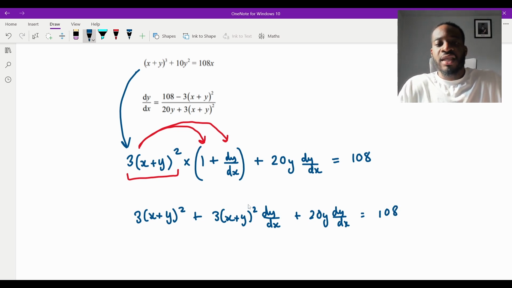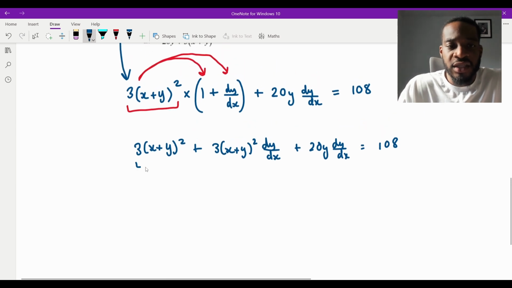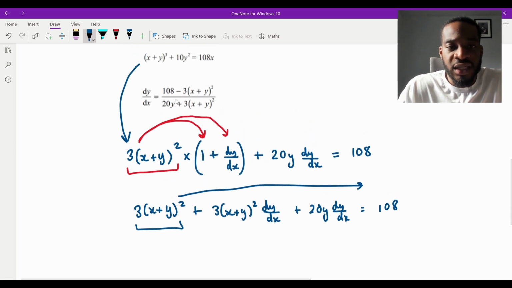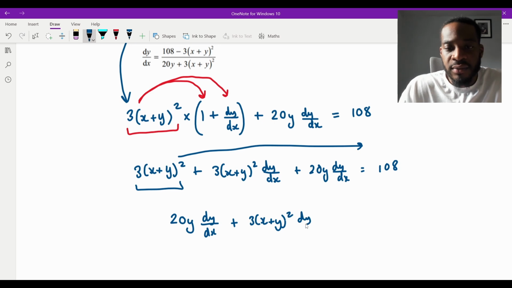Now I need to rearrange to get that form. So I'm going to move this to the right, I'm going to move that to the right. And just because I can see that it's in that order, I'm just going to put the 20y first. It doesn't matter, but I'll just do it like that. So 20y dy dx plus 3x plus y squared dy dx, and that will equal 108 minus 3x plus y all squared.